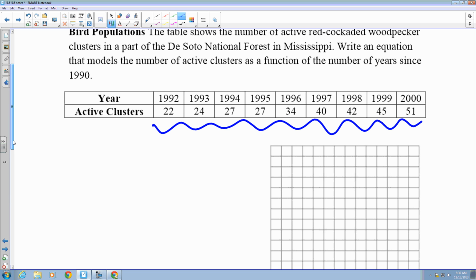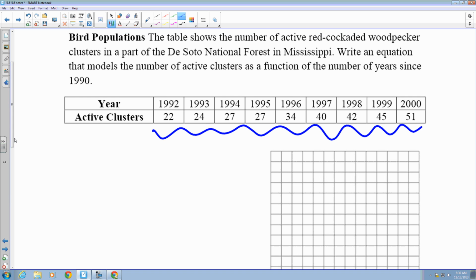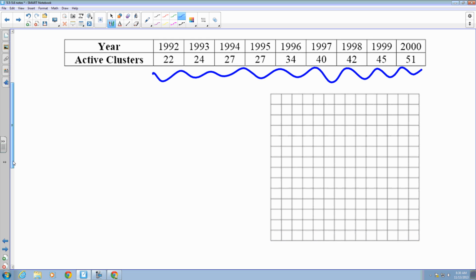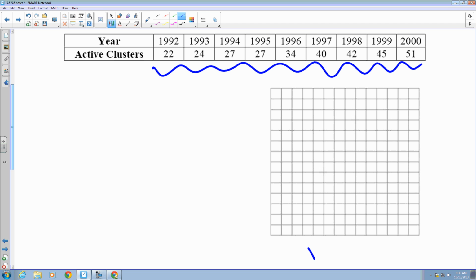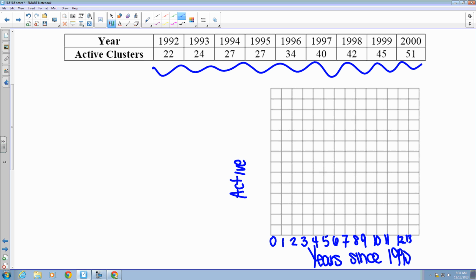So first we need to make our scatter plot. This is years versus the number of active clusters of red-cockaded woodpecker clusters. So along the x-axis is going to be our time, and we're going to make our time years since 1990, so I don't have to write 1990, 1991, 1992 every time. So it's going to be 1, 2, 3, and so on. Okay. And up the side is going to be active clusters of woodpeckers. And I'm going to go by 5s.